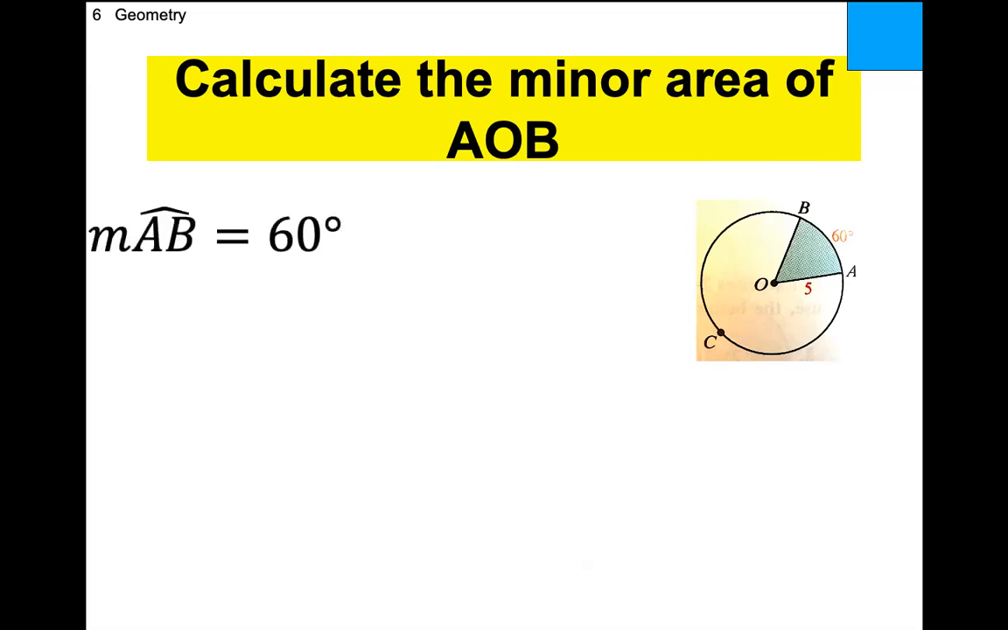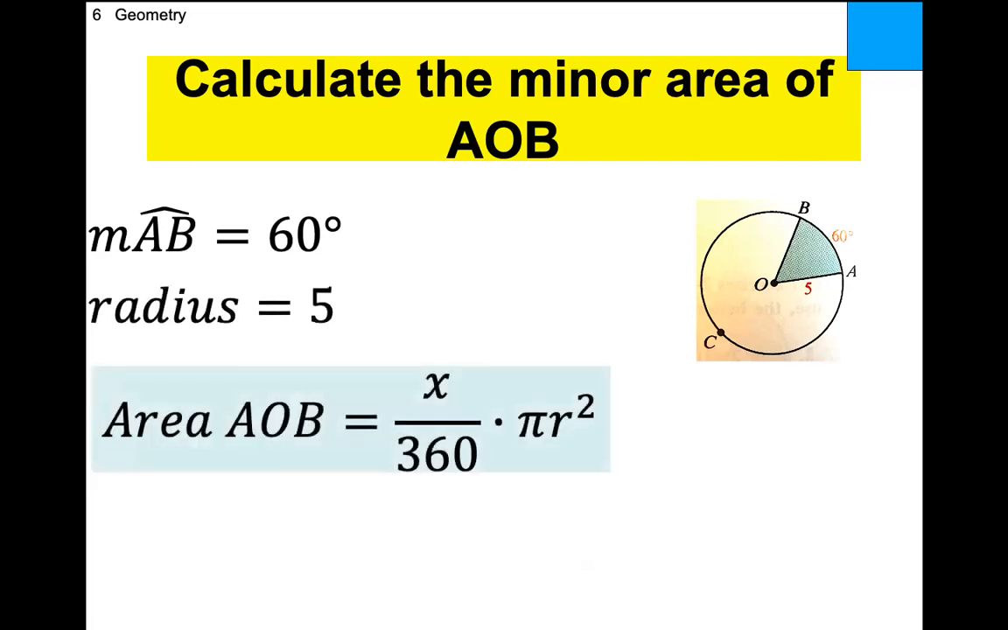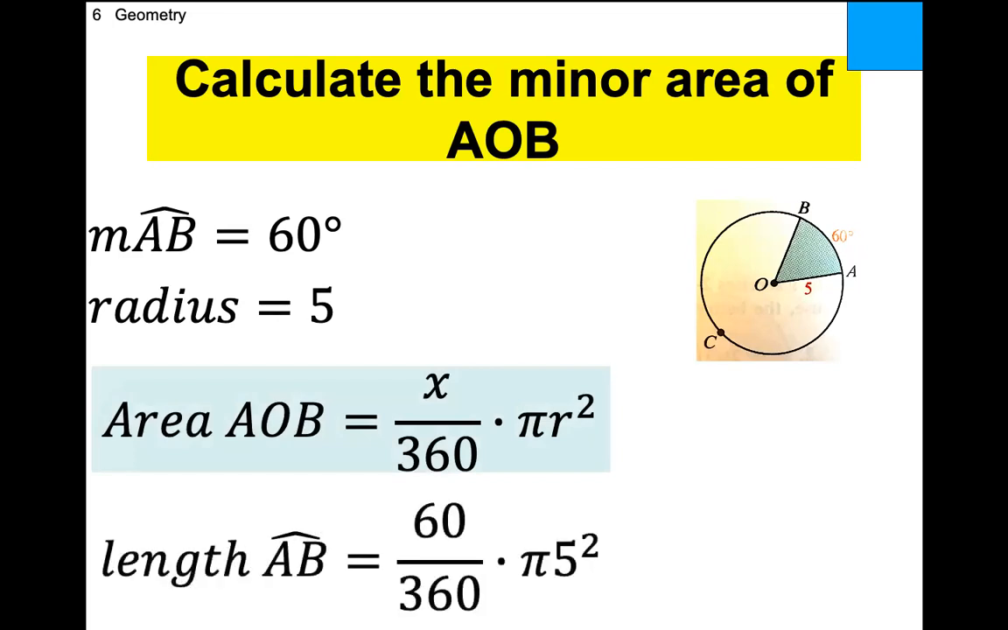We need two things. We need the central angle or the arc measure. Well, I got that arc measure. I need the radius. The radius was 5 again. You just plug it into that formula. X is 60. R is 5. Go ahead, Matt.